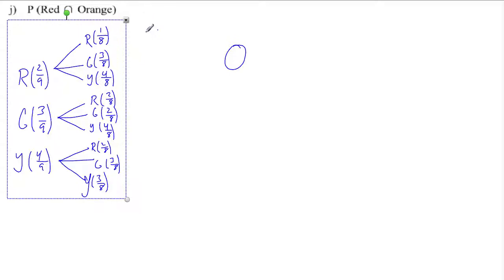So make sure that you review the formula for conditional probability. Make sure that you feel comfortable making a probability tree and multiplying fractions.